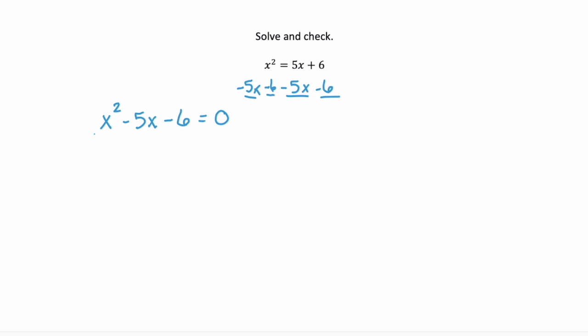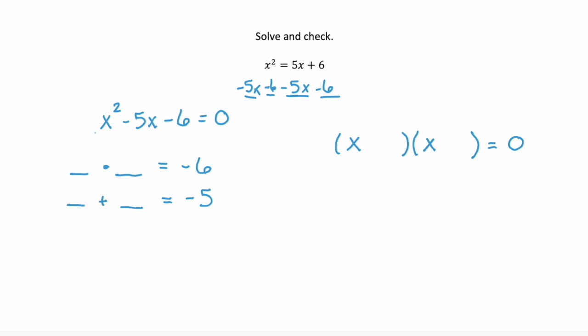Now, notice that we have a leading coefficient of 1. There's no number in front of our x squared. That means when we find the two values that multiply together to -6 and also add to that middle coefficient, -5, that's going to tell us the values of our factors. So what goes in each of these binomials?